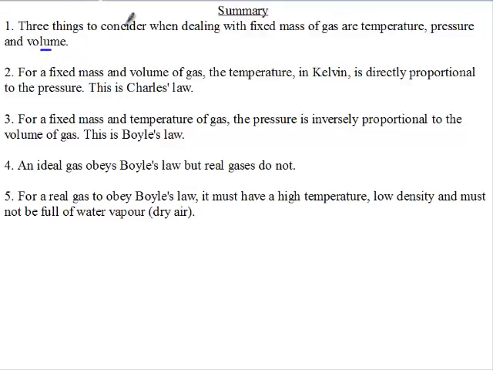There are three things to consider when dealing with a fixed mass of gas, and these are temperature, pressure, and volume. For a fixed mass and volume of gas, temperature in Kelvin is directly proportional to the pressure. And when you solve, you are going to get P over T equal to a constant. This is known as Charles's law.